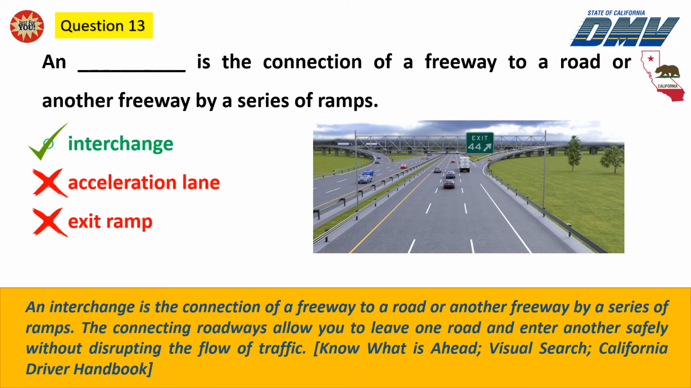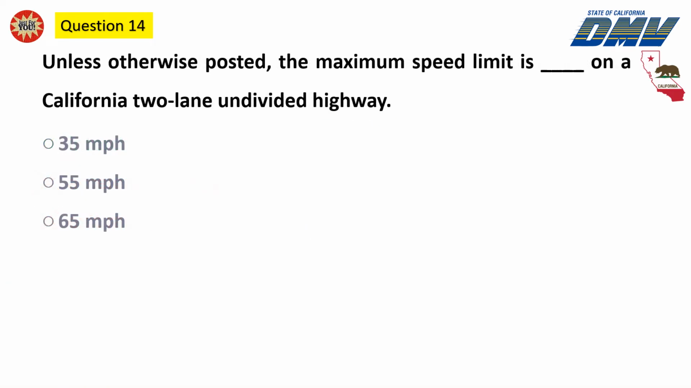Question 14. Unless otherwise posted, the maximum speed limit is 35 miles per hour, 55 miles per hour, 65 miles per hour on a California two-lane undivided highway.